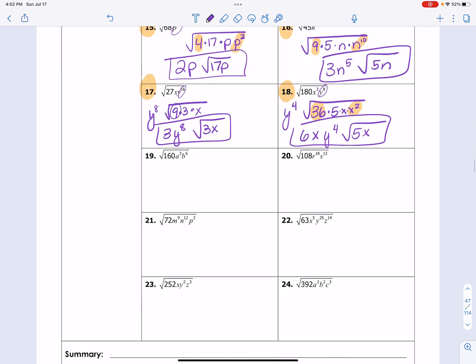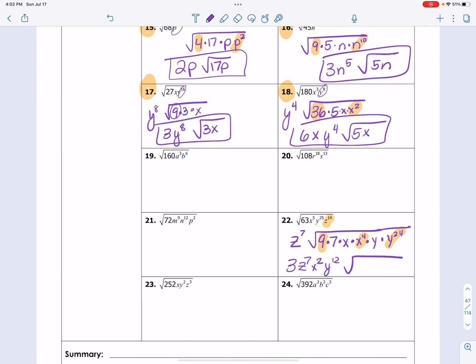Let's just try 22. So 22, I do have one perfect square. So I'm going to have z to the 7th out in front. 63 is 9 times 7. And then x to the 5th would be x times x to the 4th. And 25 would be y times y to the 24th. So you're just taking out one of the y's to make it even. Perfect square, perfect square, perfect square. The cube root of 9 is 3. And then I got the z to the 7th. And then I have x squared, and then I have y to the 12th.